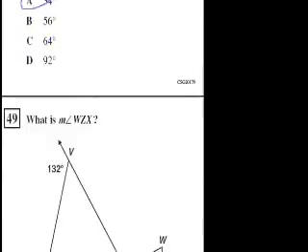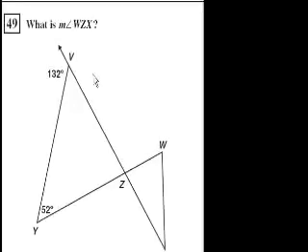Problem 49. What is the measure of angle WZX? So they want to know what this angle right here is. So let's do the angle game some more. We can immediately figure out what this angle is, because it is the supplement of 132 degrees. So this is going to be 180 minus 132. And that's what? 80 minus 32. 80 minus 30 is 50. Minus 2 is 48 degrees.